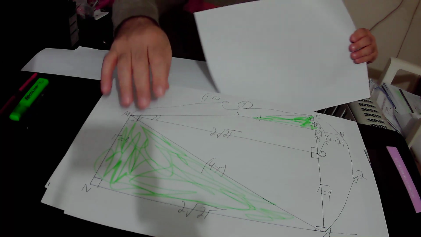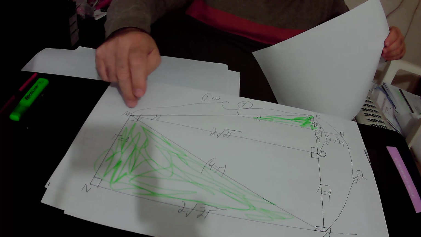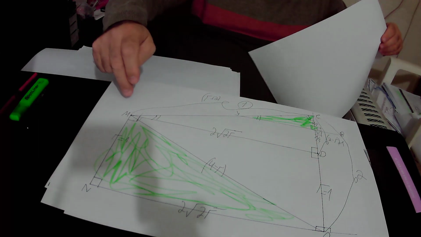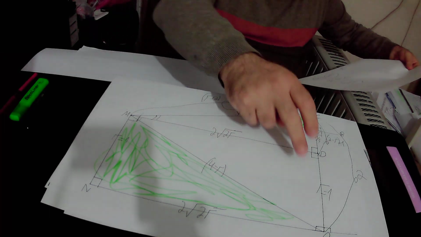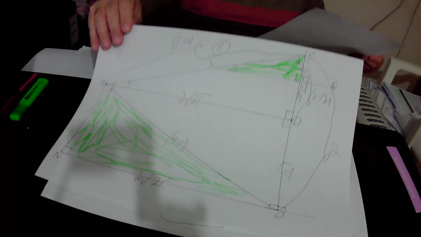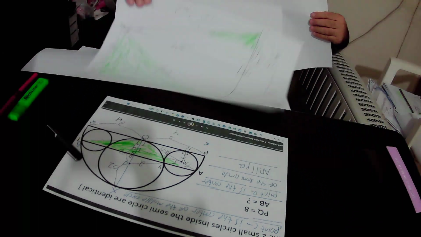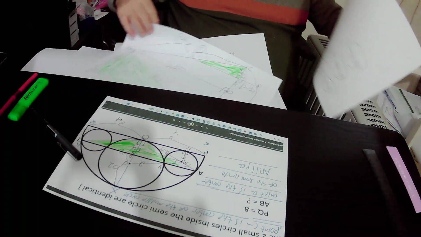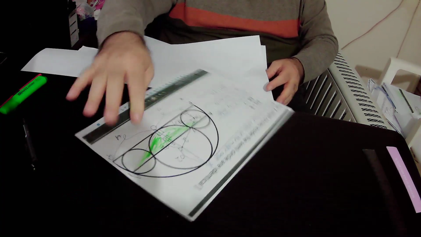Then we focus on the green right triangle M and O. We join together points M and O by a straight line, and we find out the value of MO. What is the value of MO? First of all, we join together points M and O by a straight line.